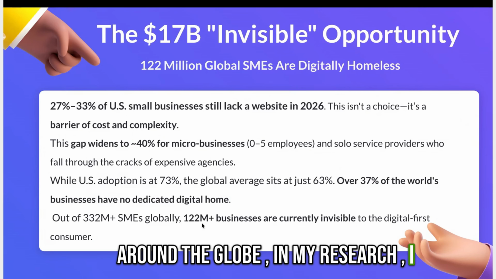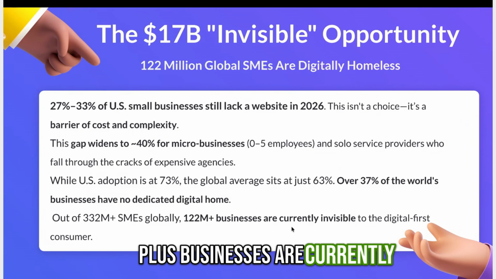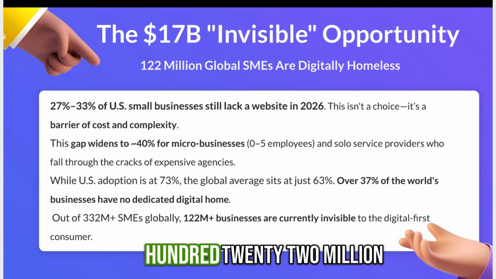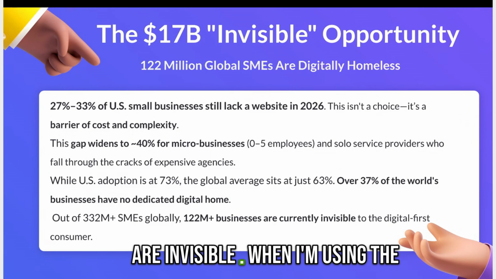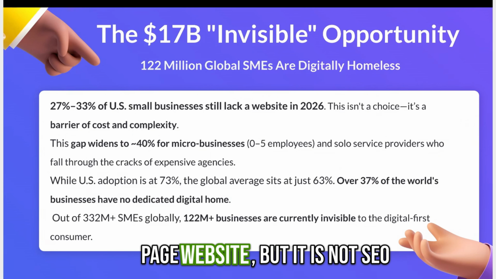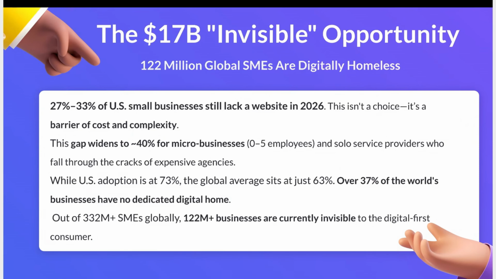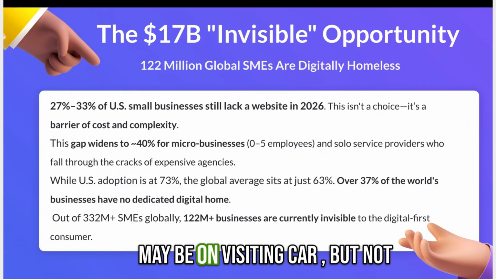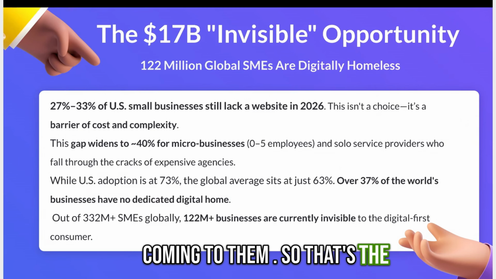Around the globe, in my research, I found that almost 122 million plus businesses are currently invisible to the digital-first consumer. What I mean by this is, 122 million businesses around the globe are invisible. When I use the word invisible, it includes both. It includes those who have a 4 or 5 page website, but it is not SEO optimized. It is not ranking anywhere. That's why nobody visits them online. So they are also invisible. Their website may be on a visiting card, but no organic traffic is actually coming to them. So that's the problem we solve.